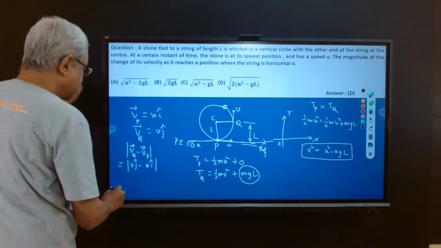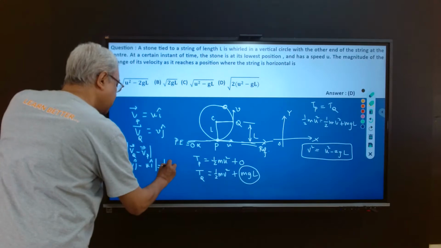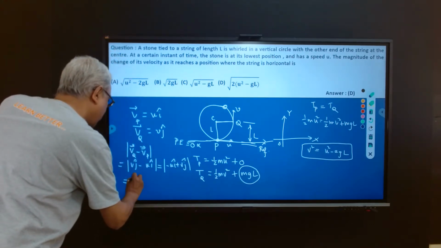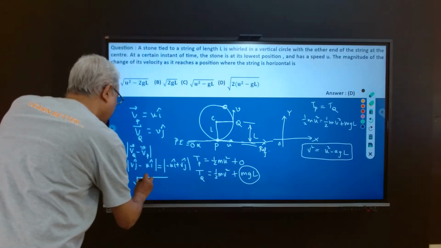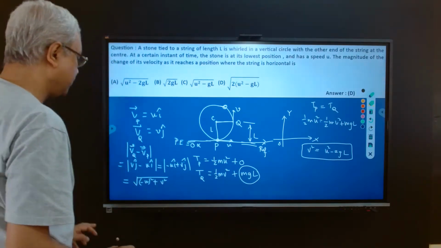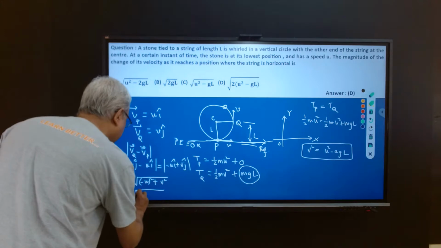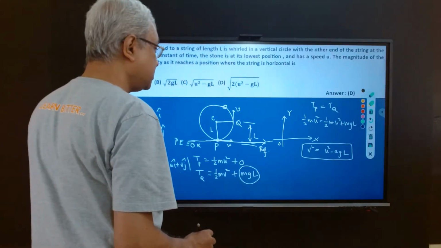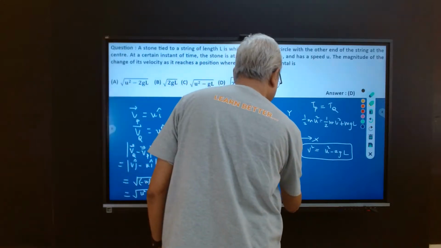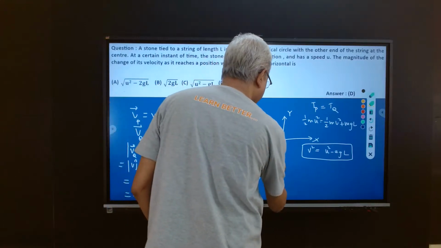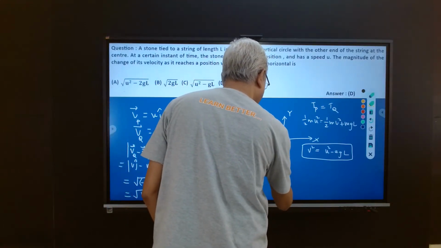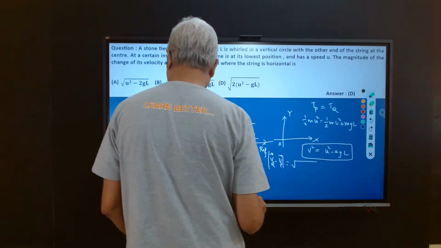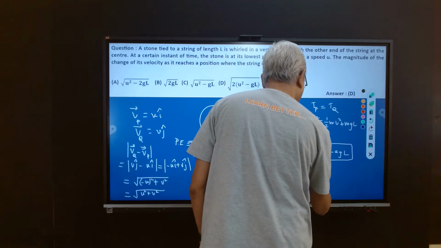So it is Vj minus Ui, or you can say it is the magnitude of minus Ui plus Vj. So it is square root of minus U whole square plus V square. Okay, so it is square root of U square plus V square. Now, what is U square plus V square? The magnitude of VQ minus VP is nothing but square root of U square plus V square, and use this V square.